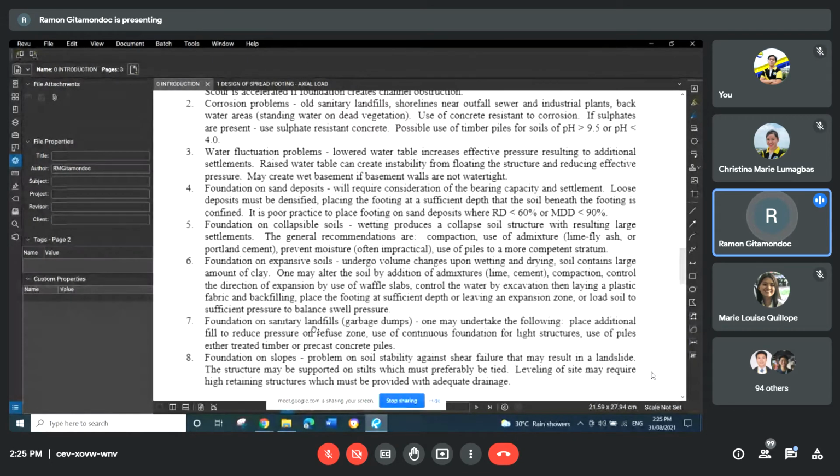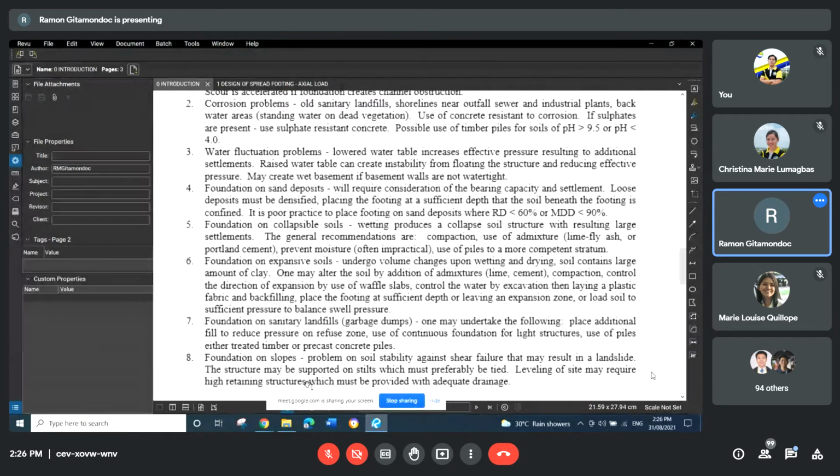Because when you build a house, it will exert additional load, no, to the soil, of which it is not naturally designed to carry, no. So there might be some slippage or shear failure that will result in a landslide, especially when the soil becomes wet, no, due to constant heavy rain.